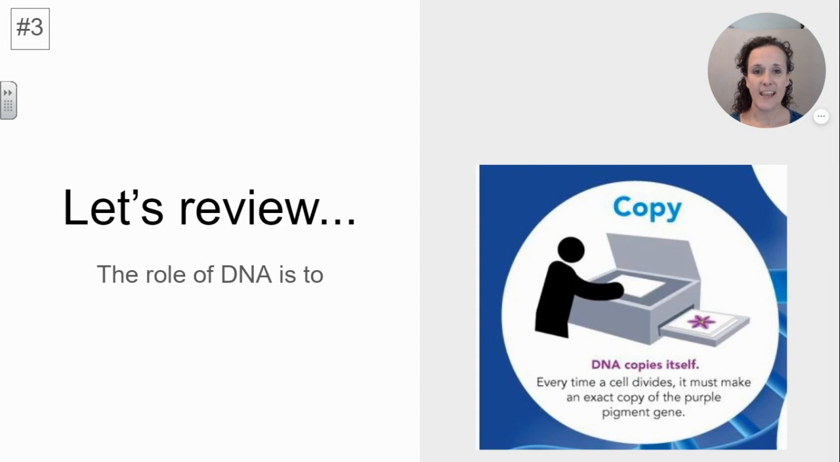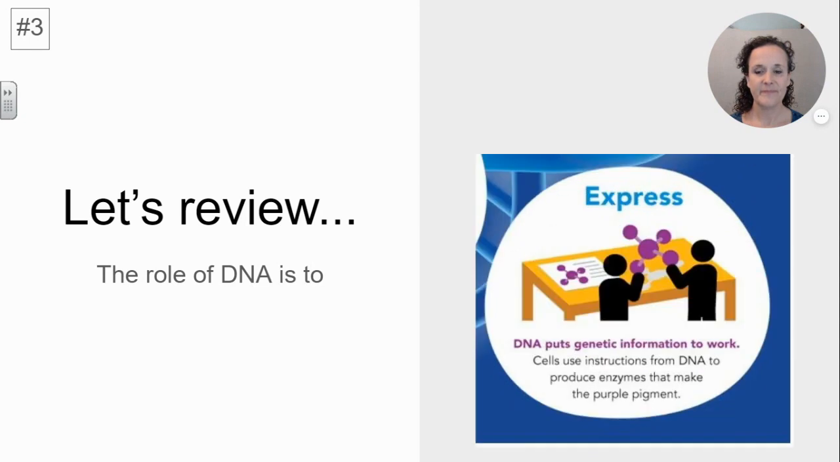Another role of DNA is to copy itself. Every time a cell divides, it must make an exact copy of the purple pigment gene. And finally, the role of DNA is to put genetic information to work. Cells use instructions from DNA to produce proteins. In our example, the cells of the flower would use the instructions in DNA to produce enzymes that make the purple pigment.